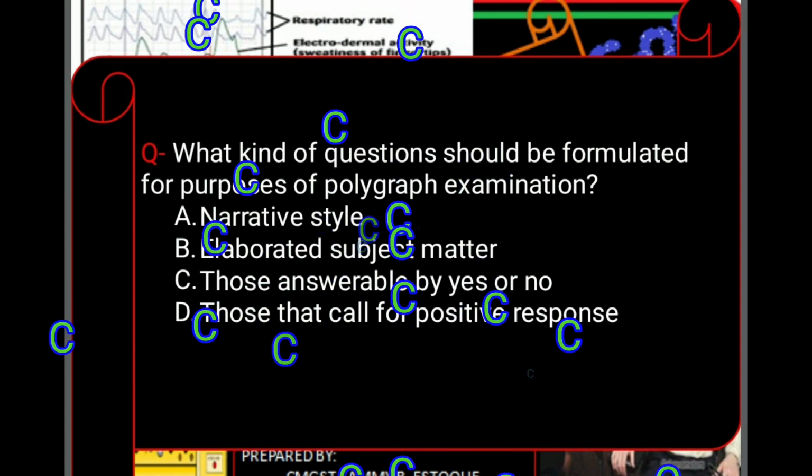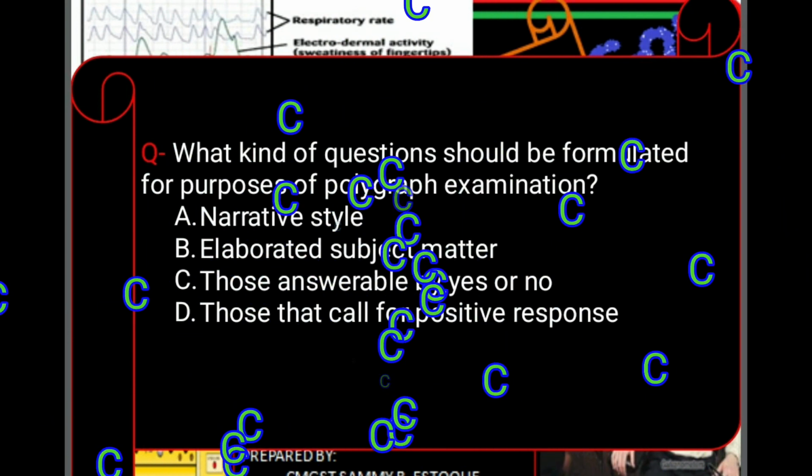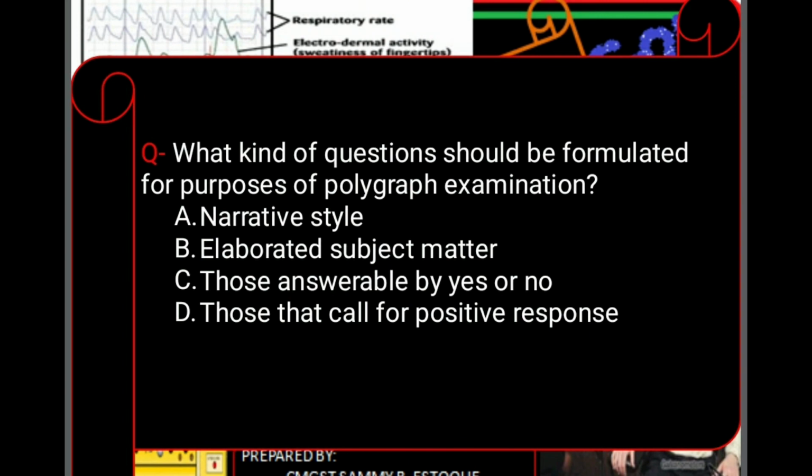Okay? So, if you formulate a question for polygraph examination, such question should be answerable by yes or no. Hindi po siya elaborated nor narrative.